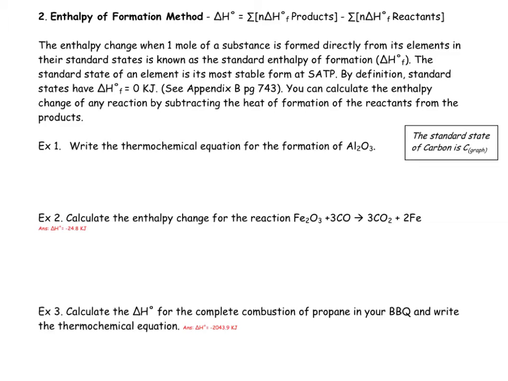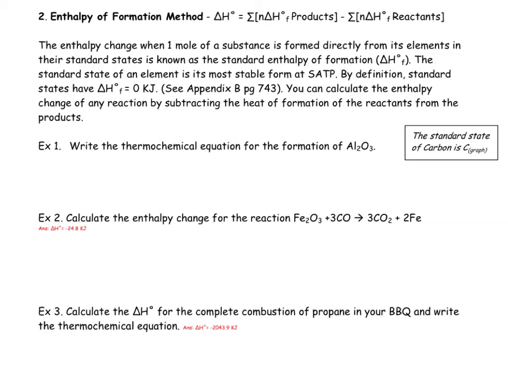After creating the algebraic method, Hess wanted to find an easier way to determine the enthalpy change of a reaction. What he did was he did calorimeter experiments to find things known as the standard enthalpy of formation, or delta HFs. The enthalpy change when a mole of a substance is formed directly from its elements in their standard states is known as delta HF.